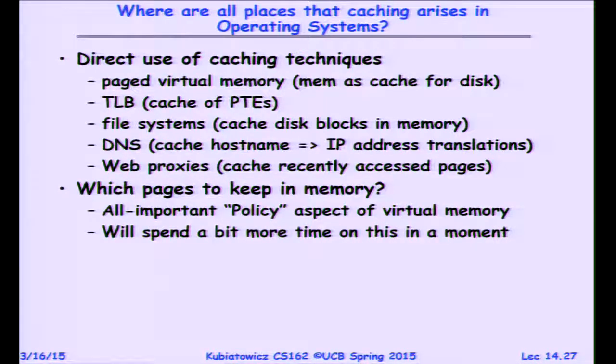Do we do it based on least recently used? Do we do it based on some notion of working set? Do we do it based on something else? I mean, there's a lot of interesting questions that come up. And this is really something that comes up because we view this as a cache.